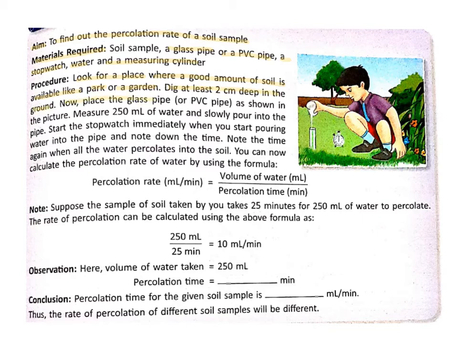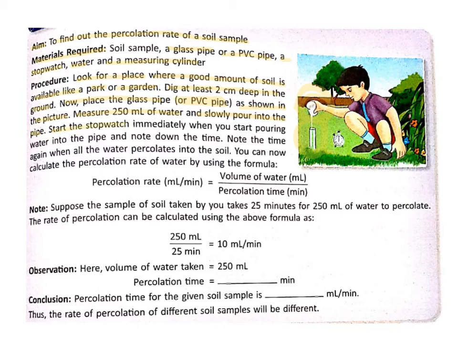Now place the glass pipe or PVC pipe. PVC is a plastic, so you can use a plastic pipe as shown in the picture. So this is how you have to place the pipe. Measure 250 ml of water and slowly pour it into the pipe. So in this beaker you have to measure 250 ml of water and pour it in the pipe.